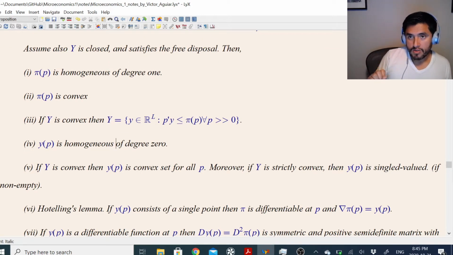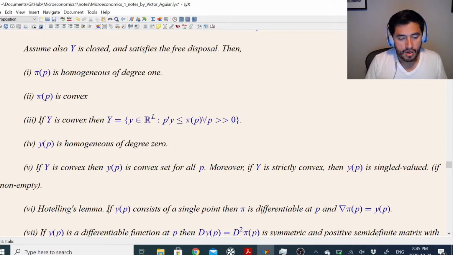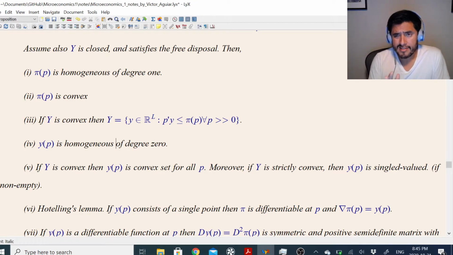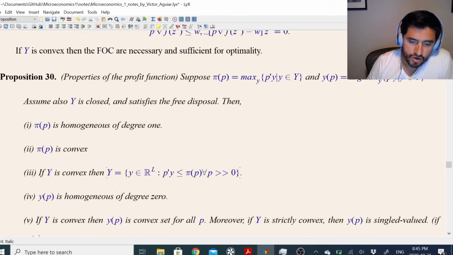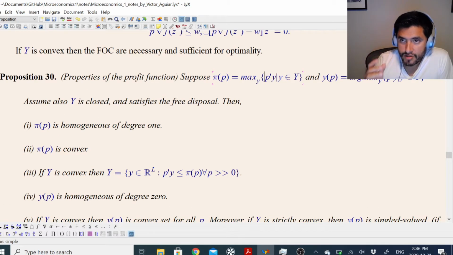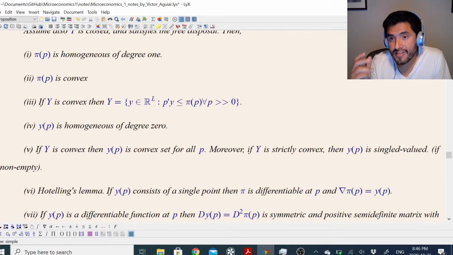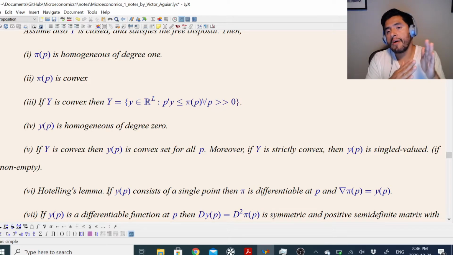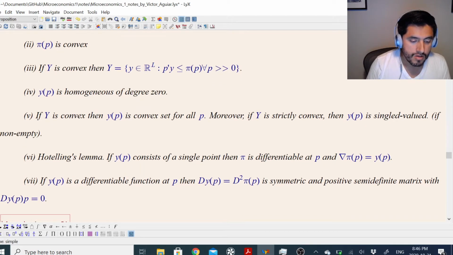Now, properties of the supply correspondence. y(p) is homogeneous of degree 0. So if prices are scaled by alpha, it is still the same maximizer. Let's try to multiply this objective by alpha. Then the first order conditions are the same. They don't depend on alpha. That means that the supply, the quantities, are the same. Relative prices are the same. This is the same as in the utility maximization problem. The only thing that matters is relative prices. So because relative prices are the same, the supply is the same.